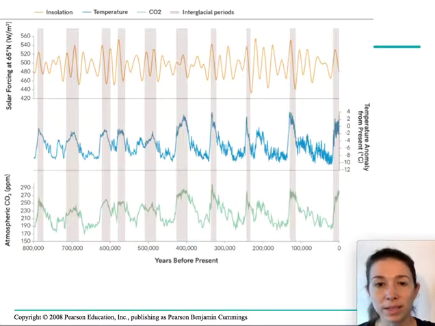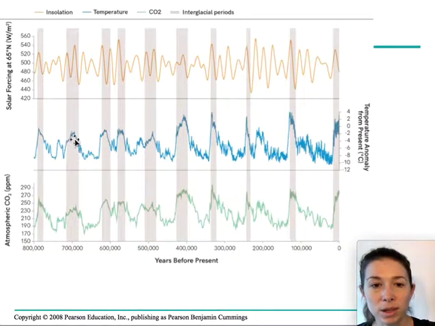Okay, well, now we have estimates of temperature and we have measurements of carbon dioxide. So what is the correlation between temperature and carbon dioxide? In blue, we have the temperature and its deviation from present values. So 0 would be, I guess, the average of Earth today, and up here are temperatures that are warmer than present, and down here we have temperatures that are cooler than present. And then here we have atmospheric carbon dioxide.